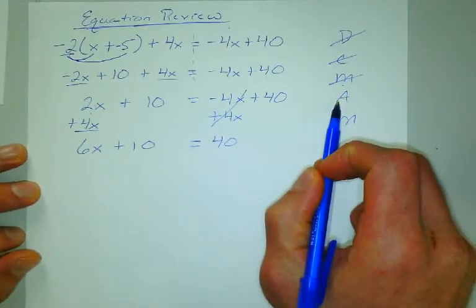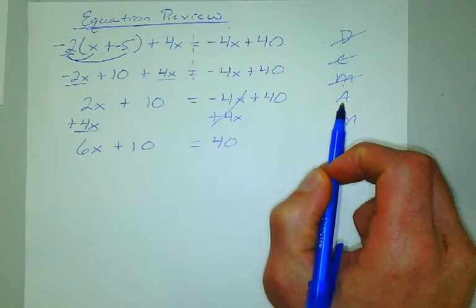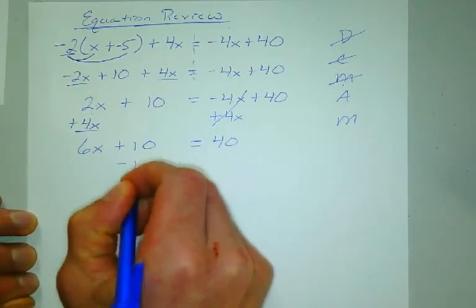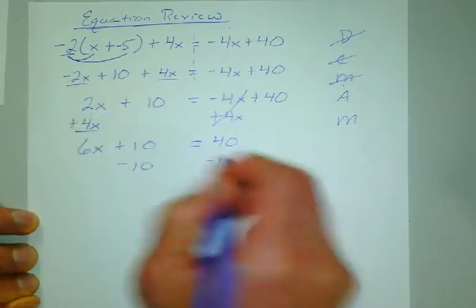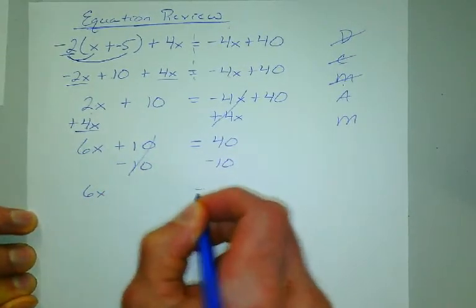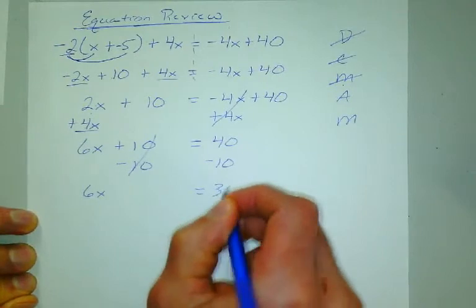A, undo addition or subtraction. All right, right now we're adding 10, so we're going to undo it by subtracting 10 from both sides. There's our zero pair. We're left with 6x = 40 minus 10 is 30.